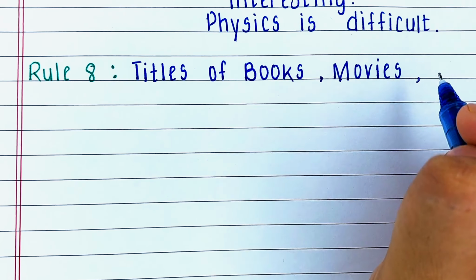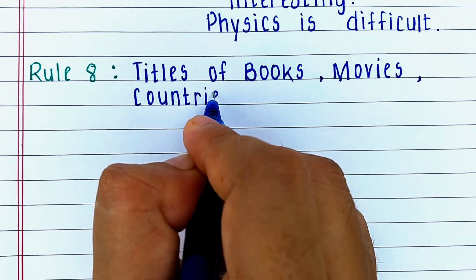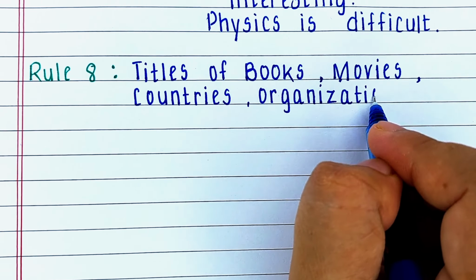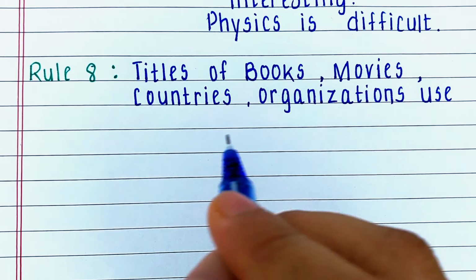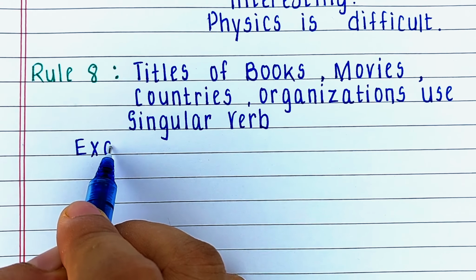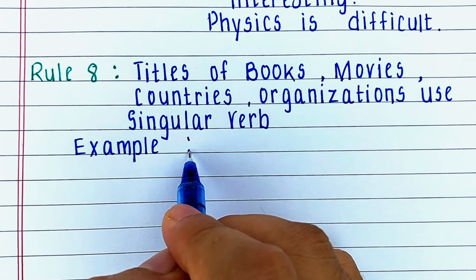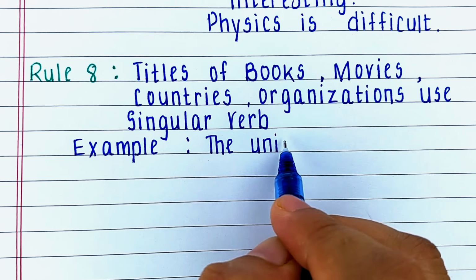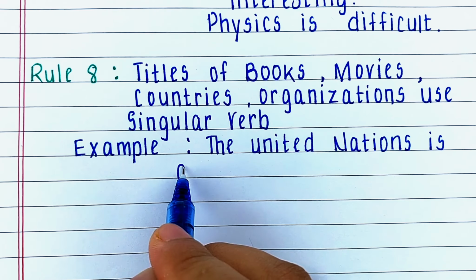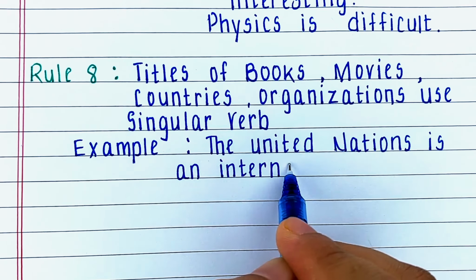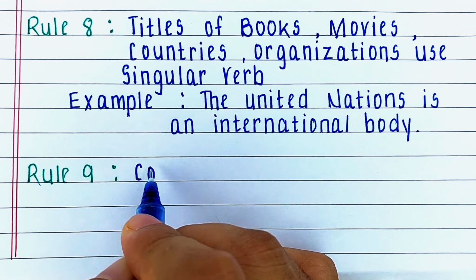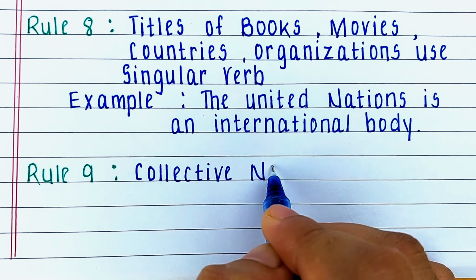Rule number 8. Titles of books, movies, countries, organizations use singular verb. For example, the United Nations is an international body. Rule number 9.